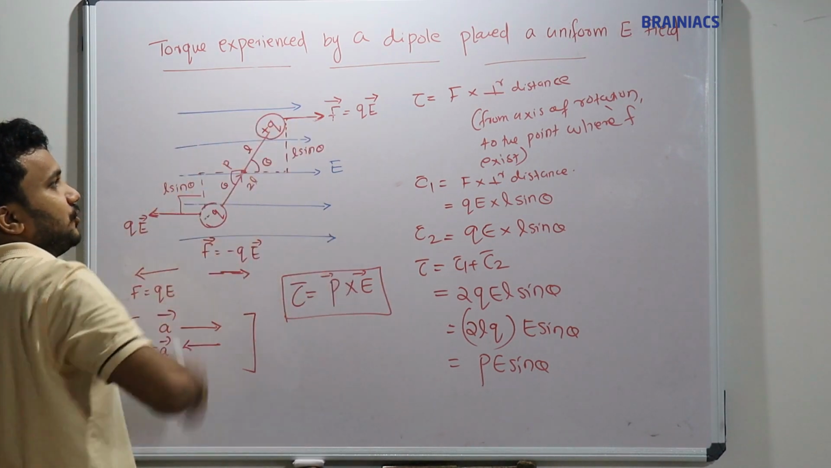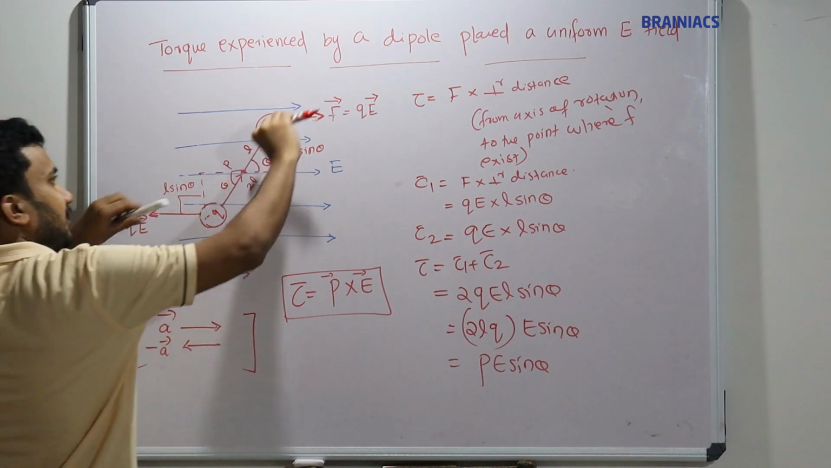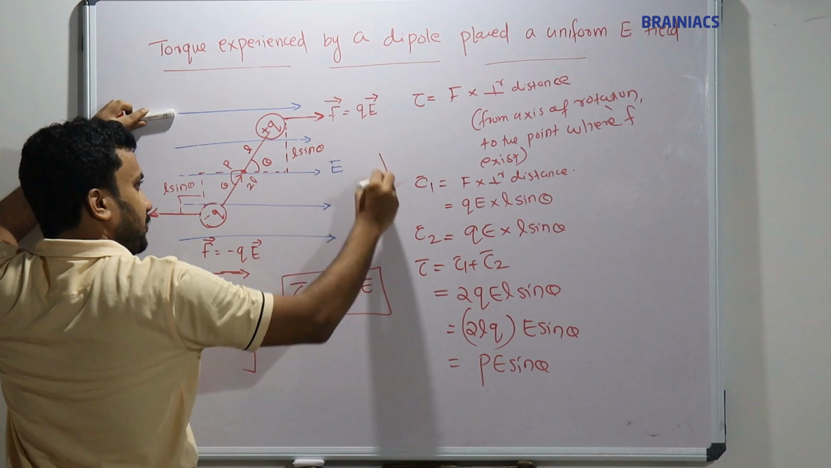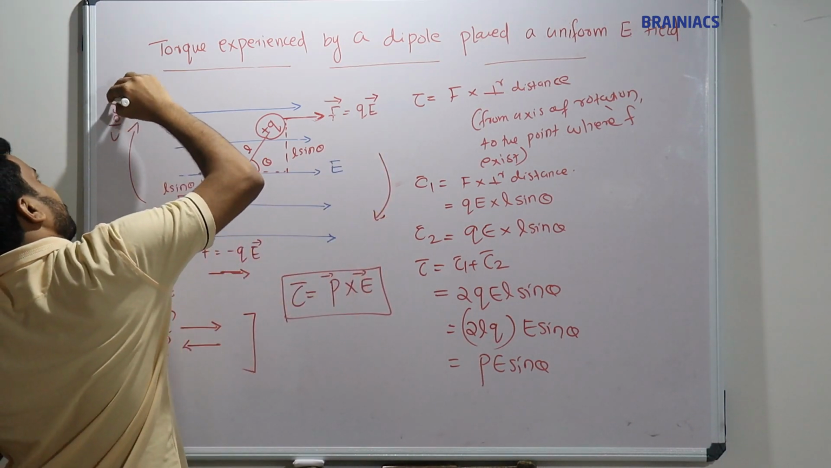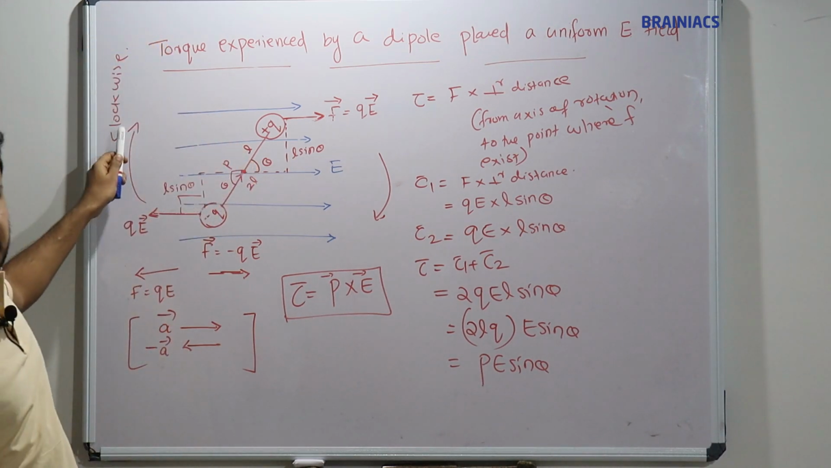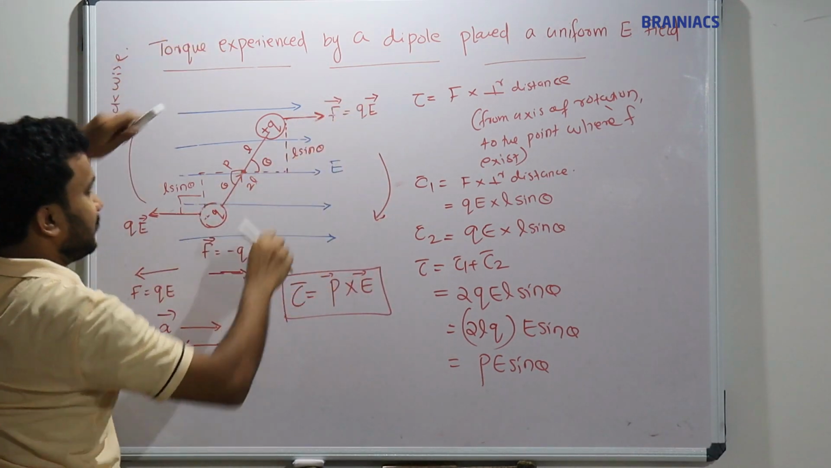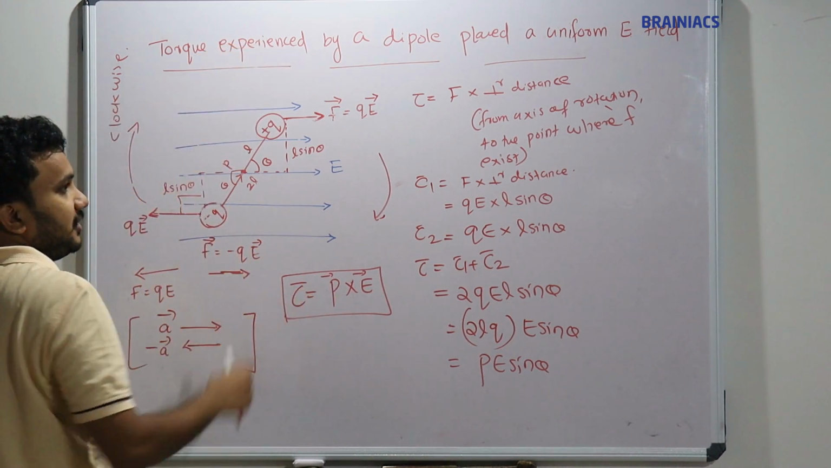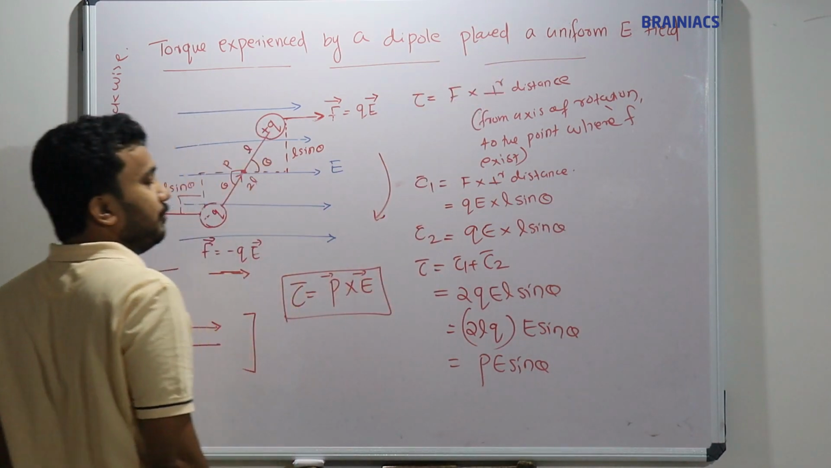What is the direction of this torque? This will rotate like this. So its rotation is like this, which means this direction and this direction. What kind of direction can I say this is? It is clockwise. This is also clockwise, right? It is rotating in this form, so it is rotating like a clock. So a clockwise direction of torque is experienced when a dipole is placed in a uniform electric field.